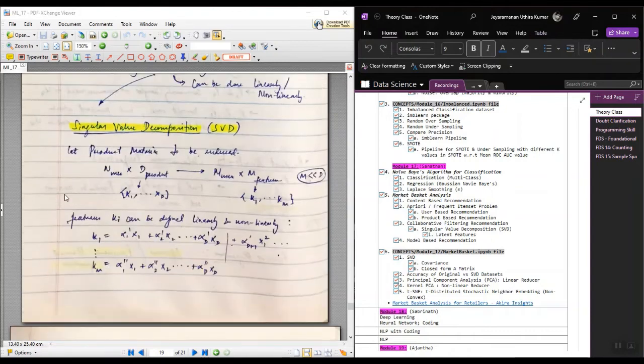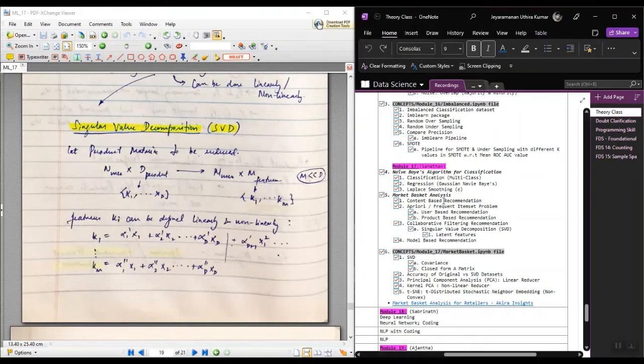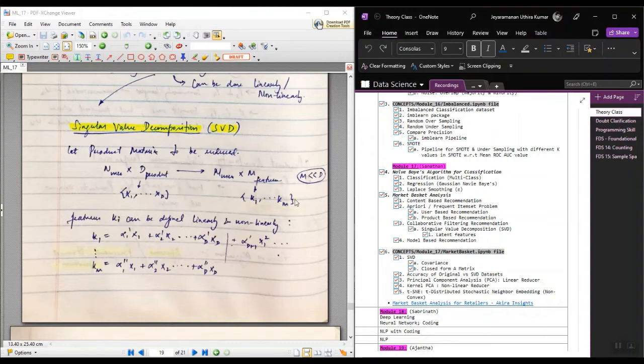Let's say we have a product matrix which has a dimension n times d, where d is the number of products or features, and n is the number of users. We have to reduce it to n times m, where m is the number of new features, which is much less than d. The new features are called latent features. So let's say somehow we are able to convert to these m features.